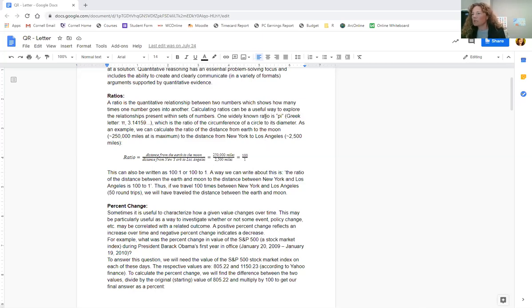Okay. So the example here, we talk about pi, but then the example that we work through is about distance. And so this tells us that the distance from the Earth to the moon is about 250,000 miles at its maximum. And the distance from New York to LA is about 2,500 miles. We have this worked out here, so we can go ahead and actually work through that on our own and make sure that it makes sense. So I'm going to start with those distances.